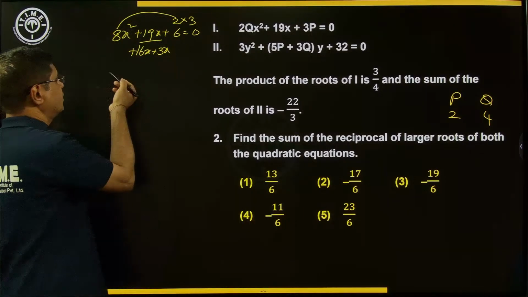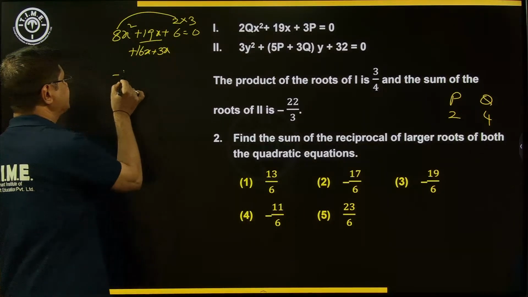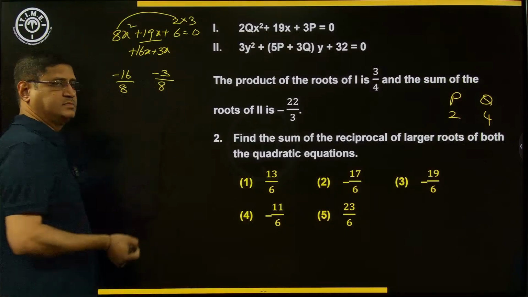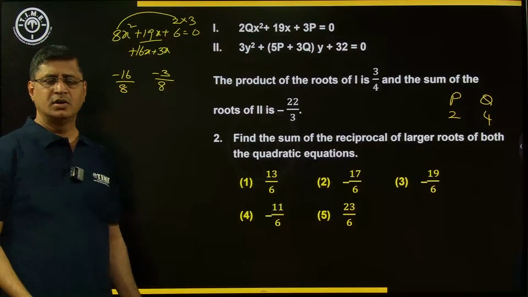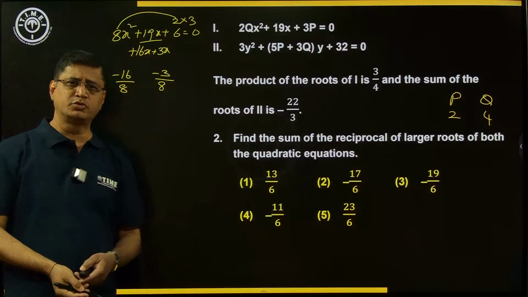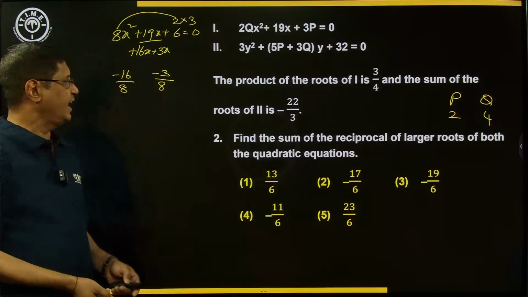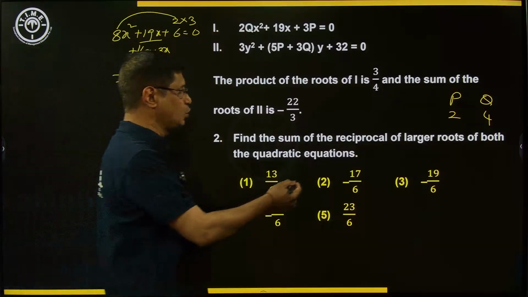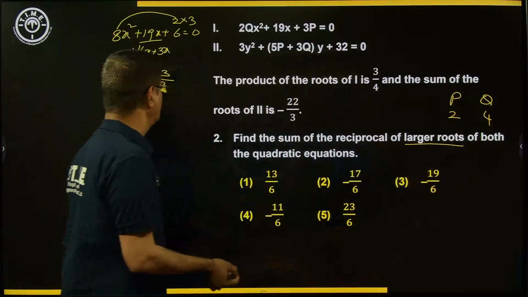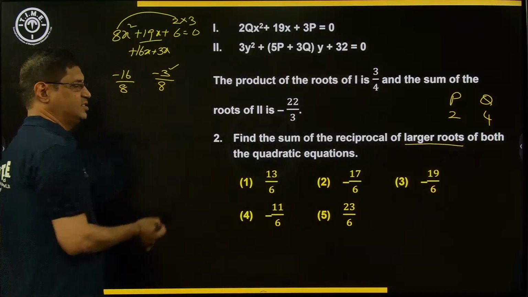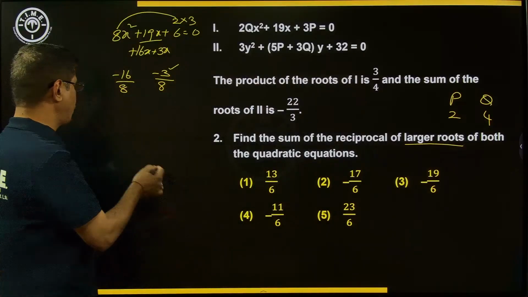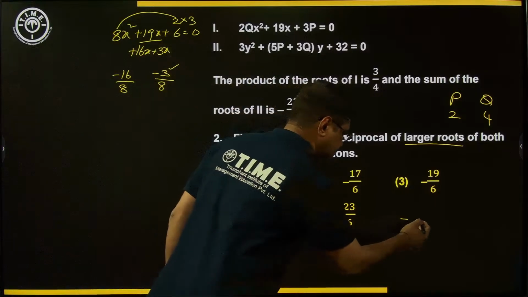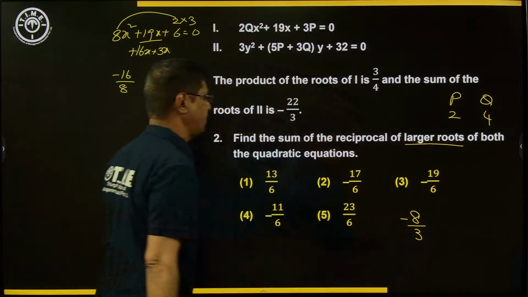Now, what are the roots here? The roots are minus 16 and minus 3 by the coefficient of x square. The factors are 16 and 3. Take the same numbers with opposite sign, divide by the coefficient of x square. These are the roots of the first quadratic equation. Now, we need to find the larger root. Which is the larger root? Here minus 3 by 8 is the larger one. Reciprocal means minus 8 by 3.